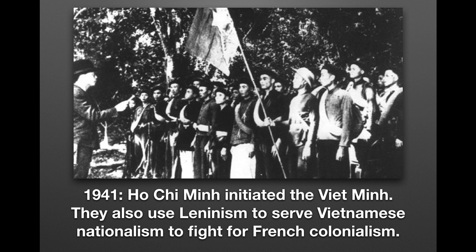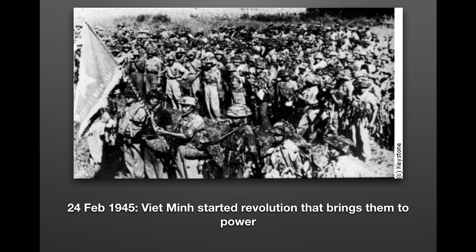In 1927, February 24th, the Nationalist Party was formed in Vietnam. Next was 1941. Ho Chi Minh initiated the Viet Minh, and this group used Leninism to serve Vietnamese nationalism to fight against French colonialism. In February 1945, the Viet Minh started a revolution that brought them to power.